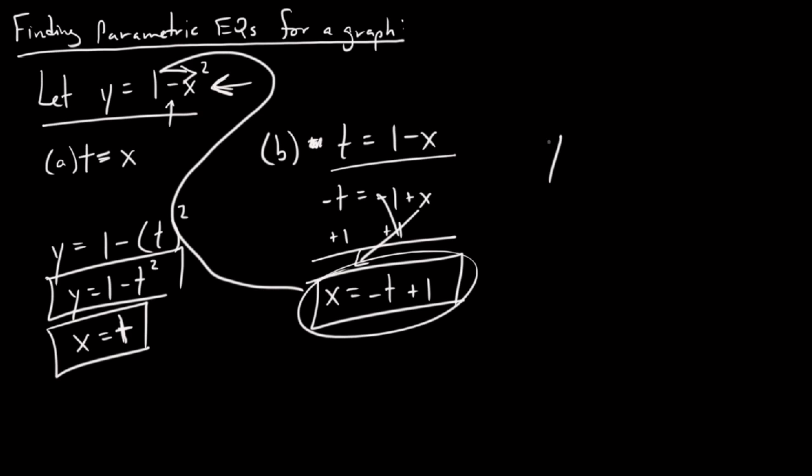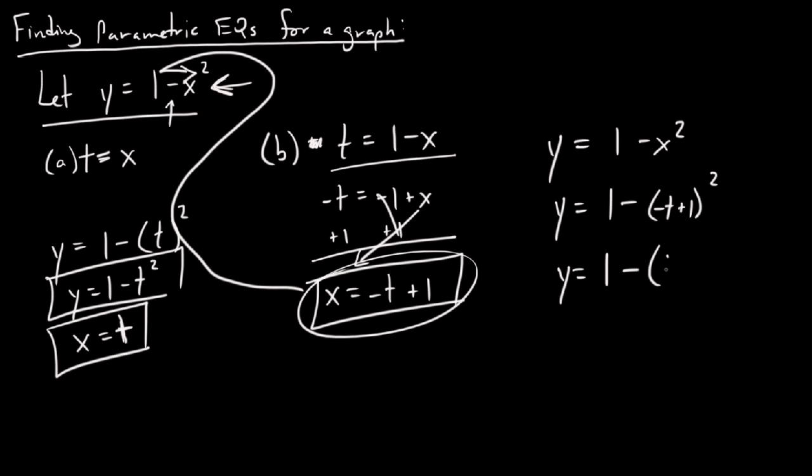Anyways, since y was defined as being 1 minus x squared in the original equation with respect to x and y, we're going to remove all instances of an x, and substitute what we know x equals with respect to t. So -t plus 1. Now expanding this, we can see that we got 1 minus the quantity, and we'll expand this.